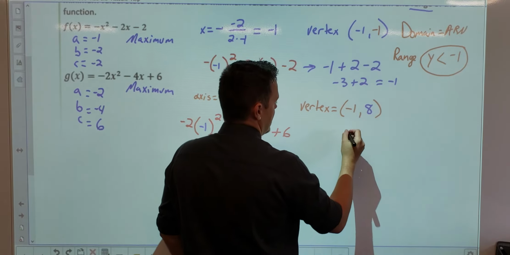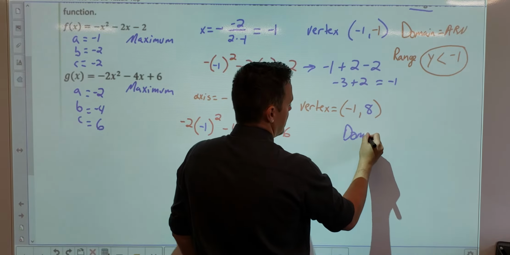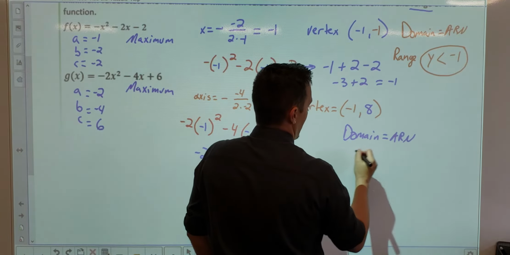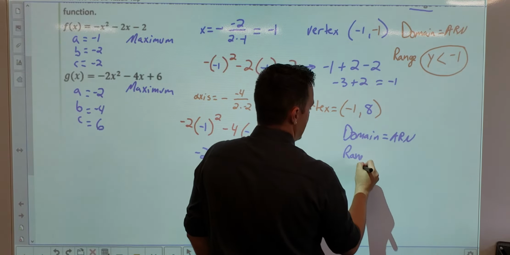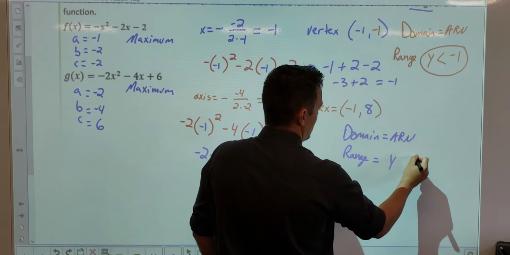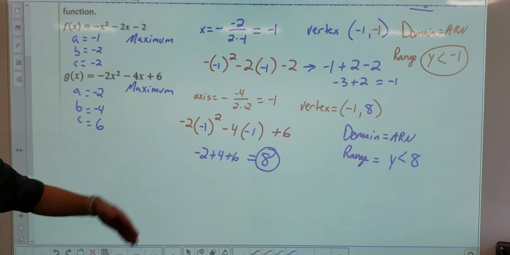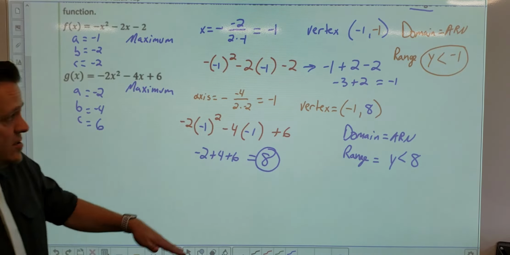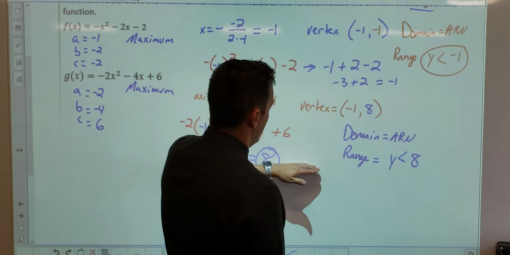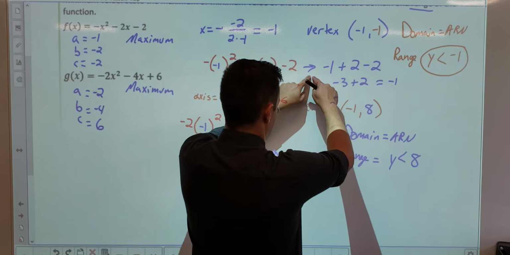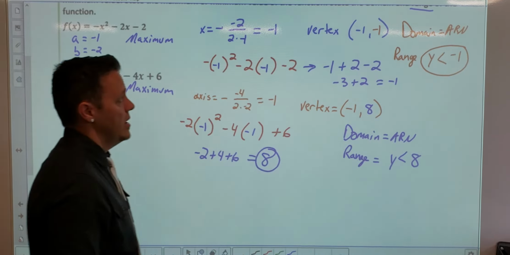So same thing again. Our domain is all real numbers. Our range ends up being a y value and an 8. And it's going to be every value under 8, right? Because the vertex is negative 1 over 8 up. So if I were to graph it out here, you guys would know that. And the graph is going to peel down from there, right?